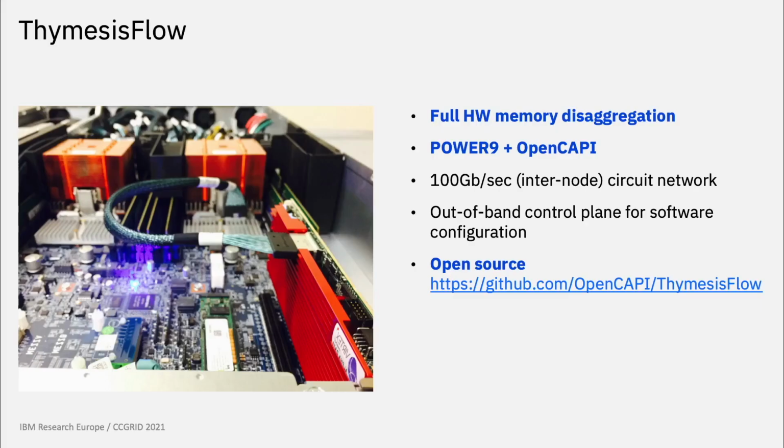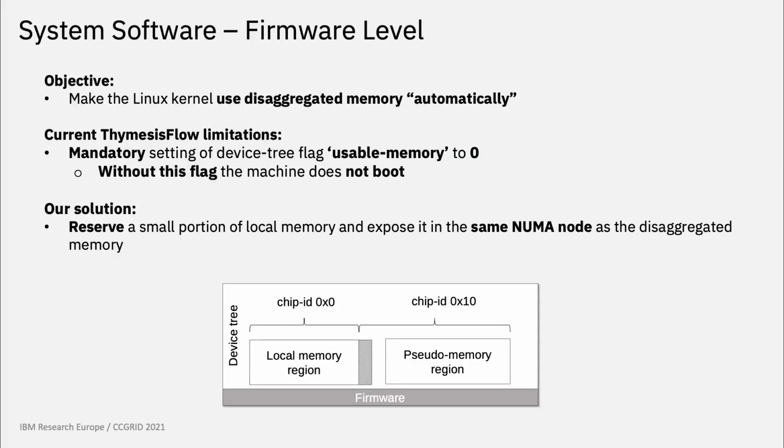For the needs of disaggregated memory in our work, we use ThemisFlow. ThemisFlow is an open source framework for hardware memory disaggregation which provides not only the hardware but also a full out-of-band control plane as well as some basic integration with Linux memory subsystem. The first objective is to make the Linux manage disaggregated memory. To this end, ThemisFlow exposes disaggregated memory to the Linux kernel via NUMA node 16.